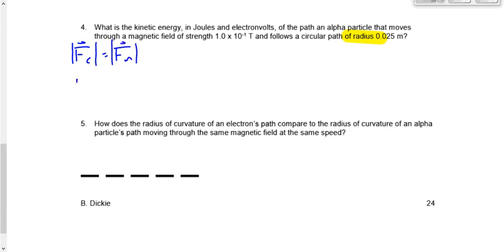We're going to say mv squared over R equals QVB. One of the V's cancels. The only thing I don't have here is V. V becomes QBR over m.